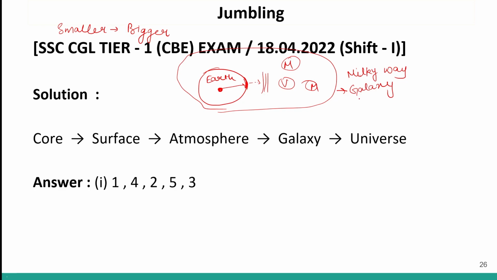correct? Now, similarly, like this, we'll have multiple galaxies. So our universe is made up of multiple galaxies. So this will be the correct logic. We are moving from the smaller element to the bigger element.